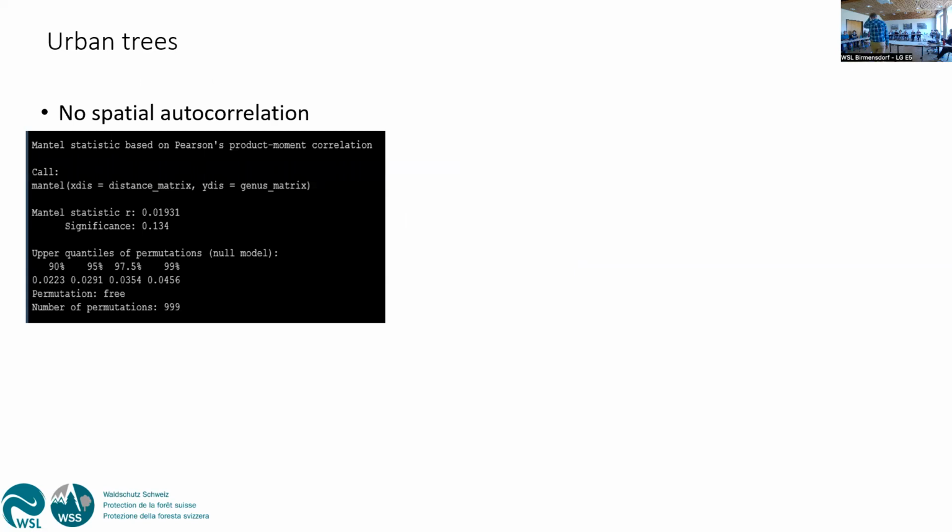And the first thing we did is look at spatial autocorrelation. And to our surprise, there was no clear sign of spatial autocorrelation. That means that cities that are closer by don't have a more similar species tree distribution. So that was a surprise, because we would think that closer cities would have similar urban tree data sets, but it's not the case.